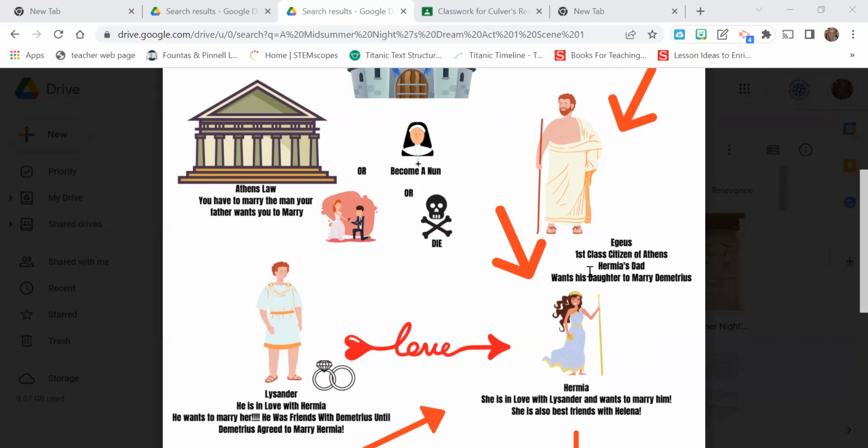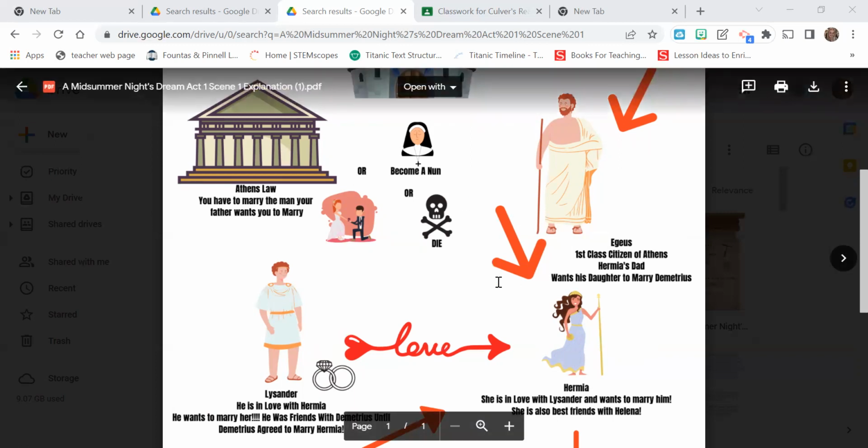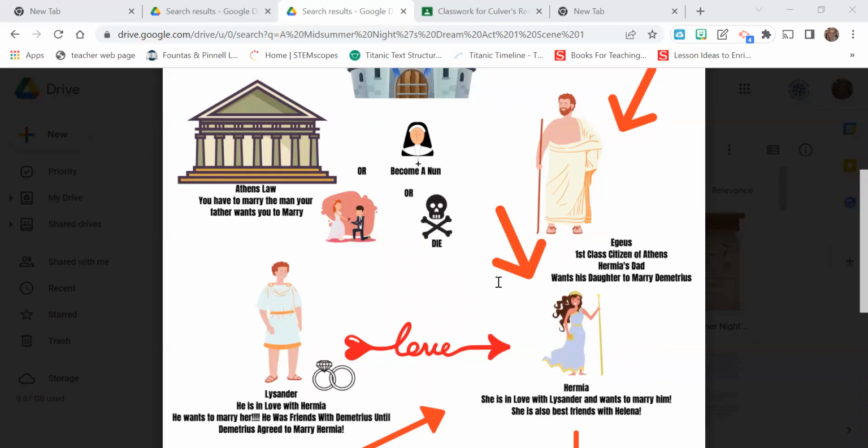However, there's just one more law or problem that they faced back then. In Athens law, you had to marry the man your father wanted you to marry, or become a nun, which is like with a religion, and basically you're marrying God, or you die. So those were the daughter's choices if she didn't want to marry the person her dad wanted her to. Back then, children weren't treated like we are treated nowadays. They kind of treated them more as property. So if the girl didn't do what her dad said, he would go turn her in.